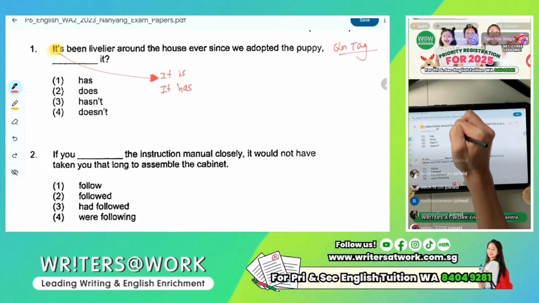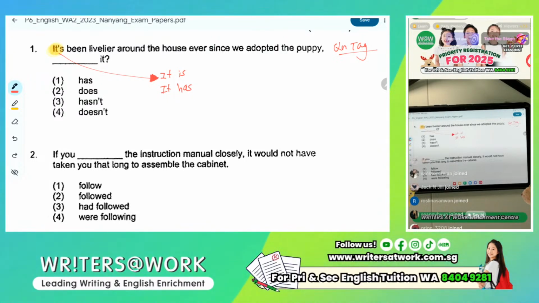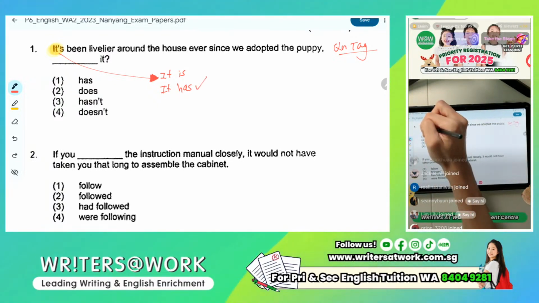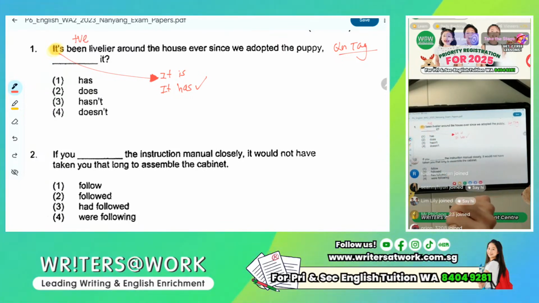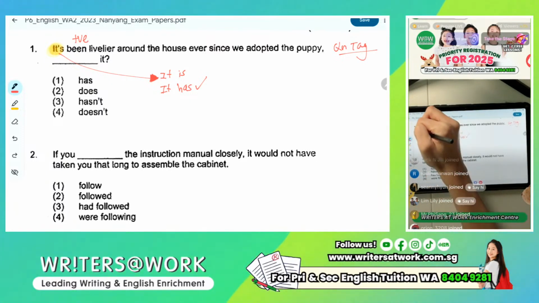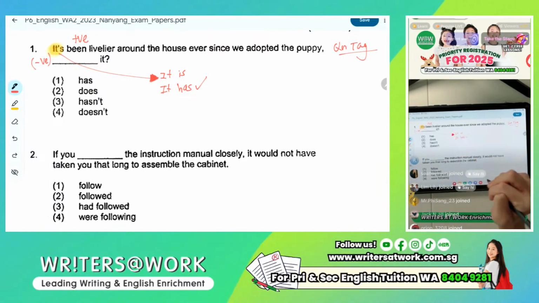Okay? So with that in mind, we look at the options. There isn't a "isn't it" or "is it." As such, it needs to be "it has." And since it's been lively, that means it has been livelier. So it's a positive connotation at the start. At the end, it should be a negative connotation. Therefore, it will be "hasn't it," number 3.